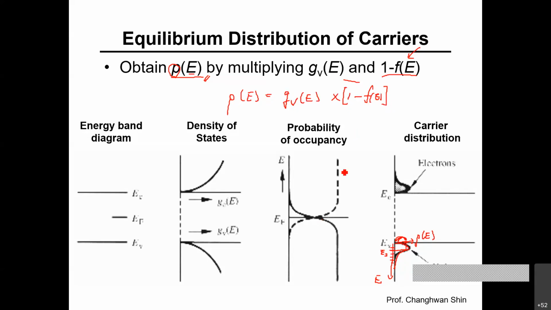Here the dotted line indicates 1 minus f of E. This solid line indicates the Fermi function. One more piece of information that I would like to share with you is that this area indicates the total hole concentration. If you integrate over all energy levels in the valence band, you will get the total hole concentration.